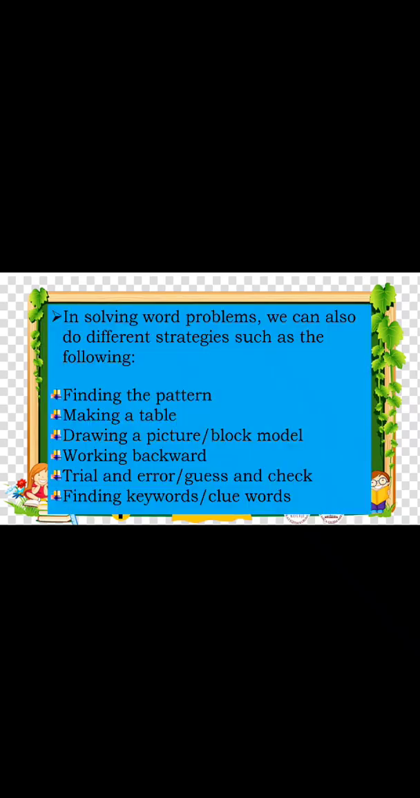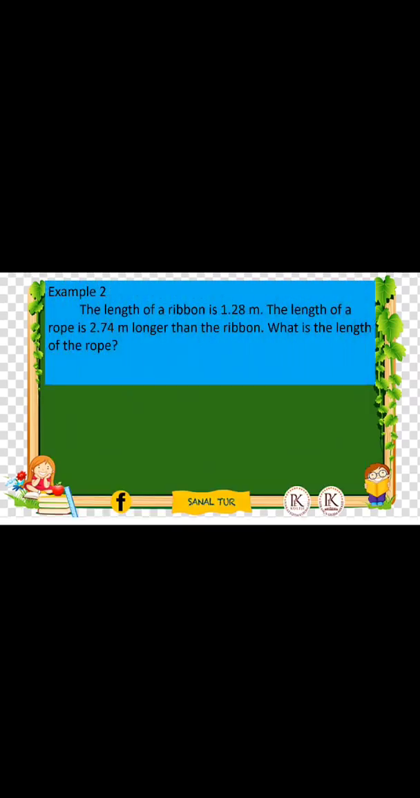Aside from the 4 steps that I have discussed, we also have different strategies that we can use in solving the worded problem. We can use finding the pattern, making a table, drawing a picture or block model, working backward. We have trial and error, where you are going to guess and check, and finding keywords or clue words. Let's go to example number 2.